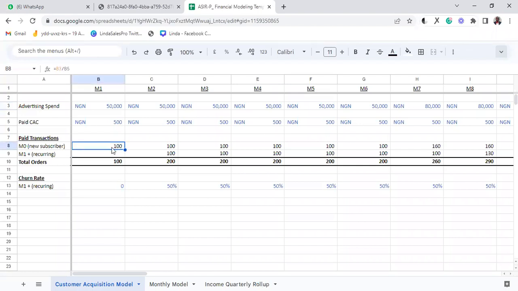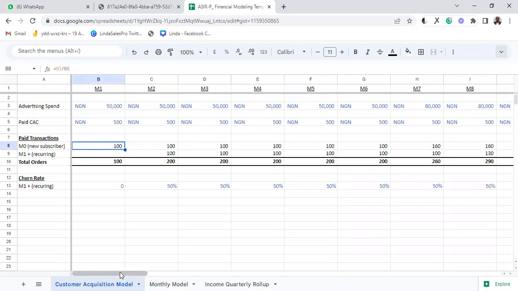New subscribers, here we have 100. You know why we have 100 here, because of this. If you watch on month 7, you see we have 160 people. Why? Because our marketing spending, our advertising spending increased. We invested more money, and at the end of the day we are going to have 160 customers. Okay, so I believe this part is clear.